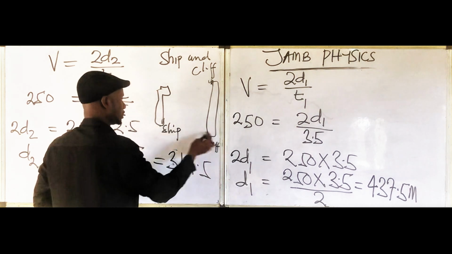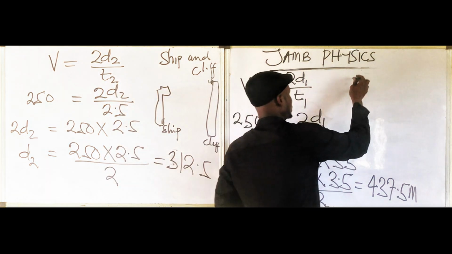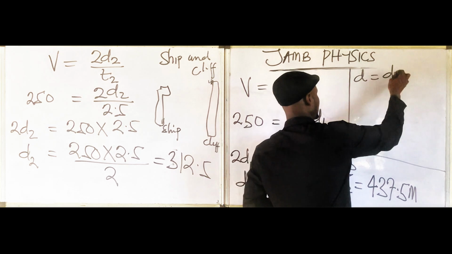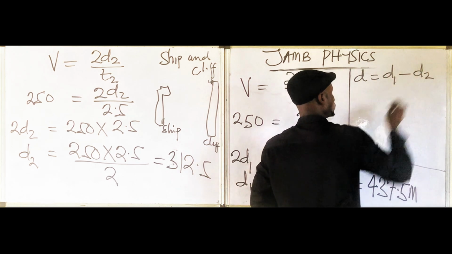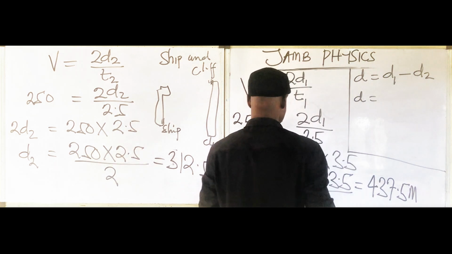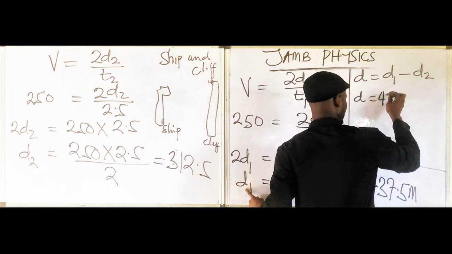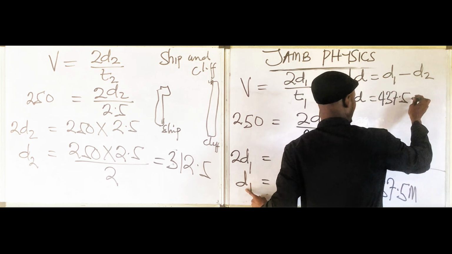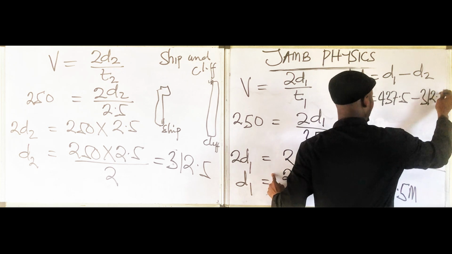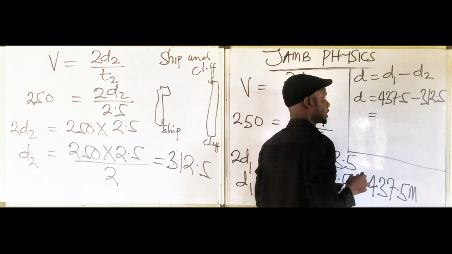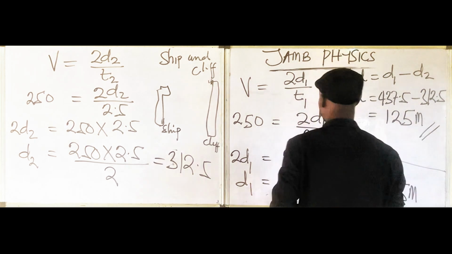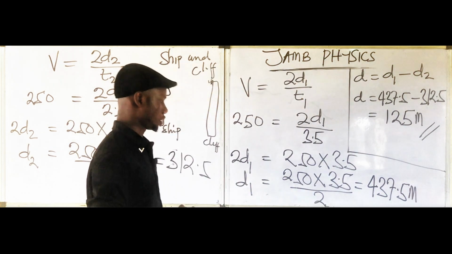That means the distance between this and this is going to be D. Please take note of this. D is equal to D1 minus D2. So our D here will be equal to D1, which is 437.5, minus D2, which is obviously 312.5. So punch your calculator. What is the answer? That is 125 meters. So this is our answer here. You can take the correct answer at that point.